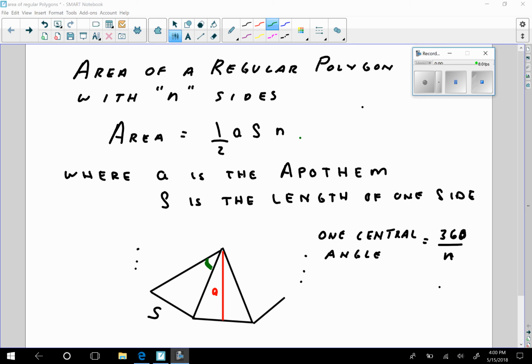Today we're going to talk about the area of a regular polygon. We're going to give you that formula, and then we have a couple applications of using this formula.